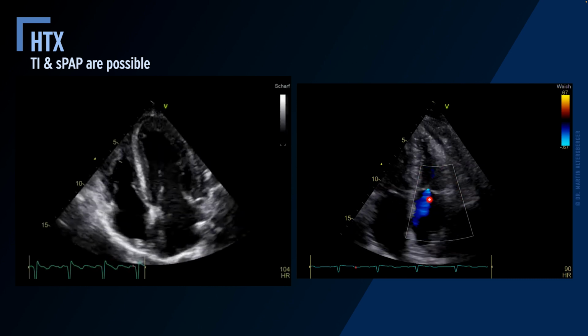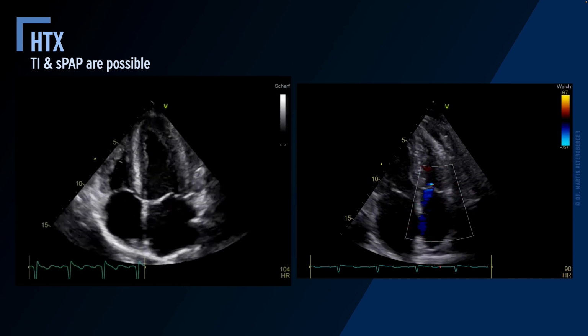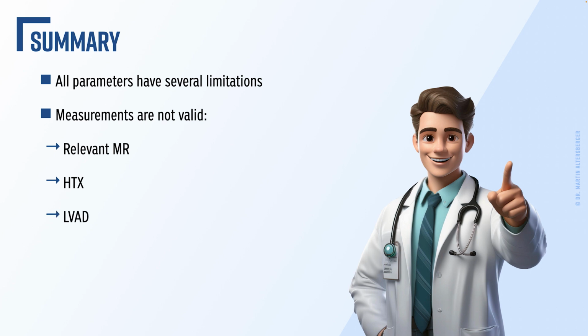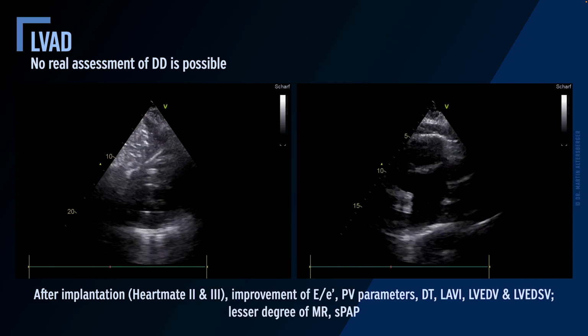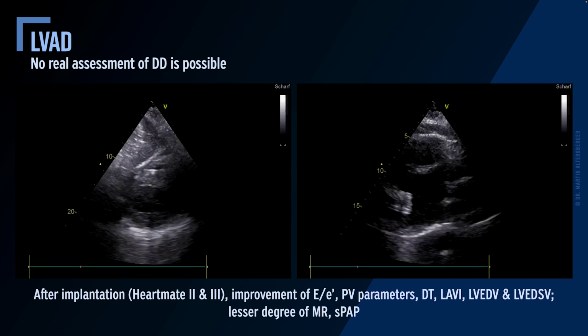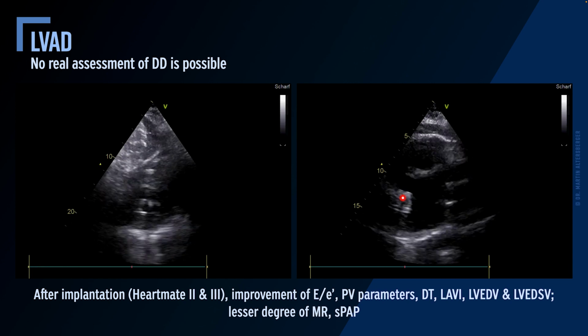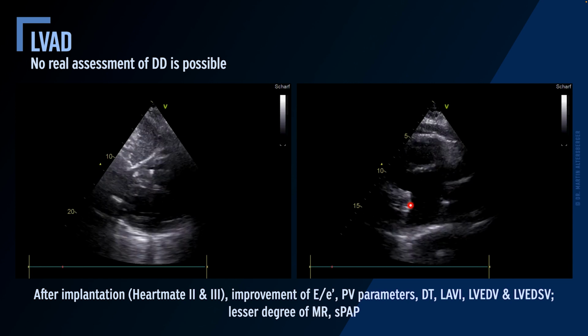So here you can see TR, and here probably you would be able to measure an sPAP and the TR peak signal. Furthermore, there are limitations in left ventricular assist devices. So all our measurements are not really valid when we have a left ventricular assist device. So here we have a patient with a LVAD, so a left ventricular assist device, you do see here, and here in the left ventricle, the LVAD.